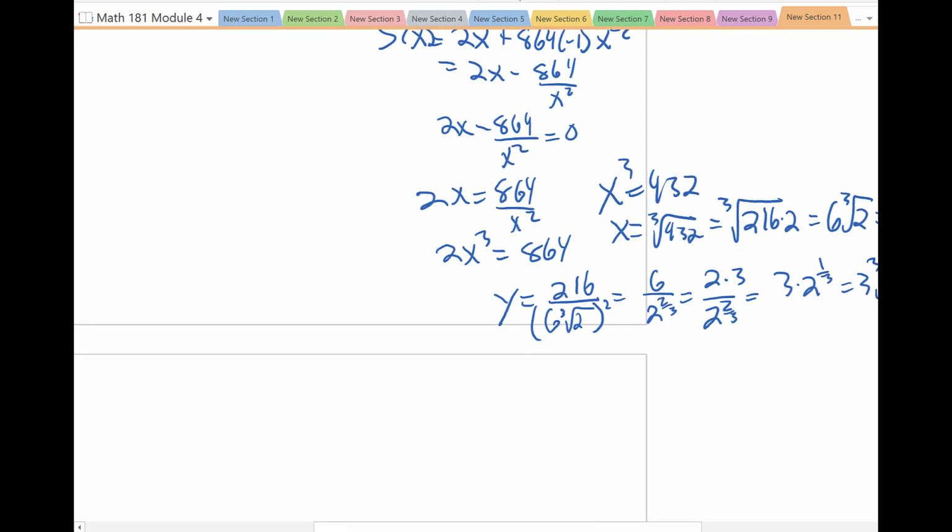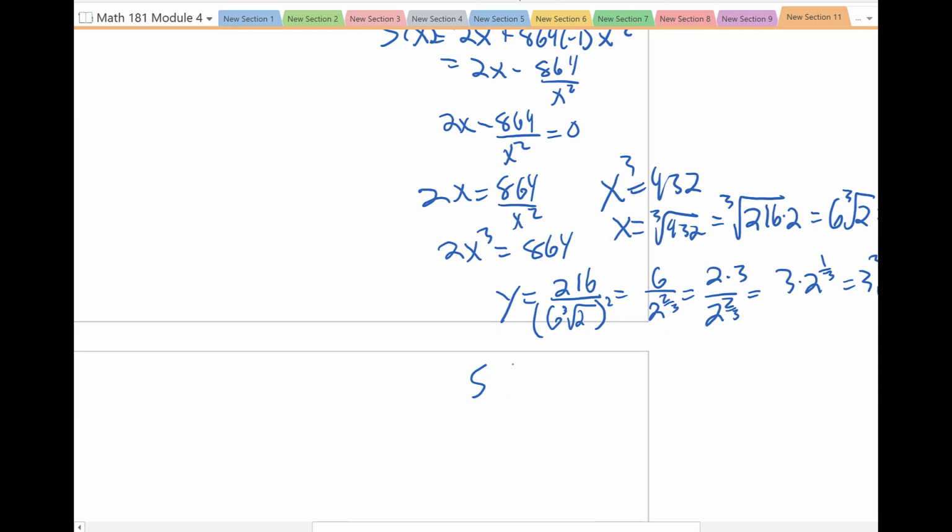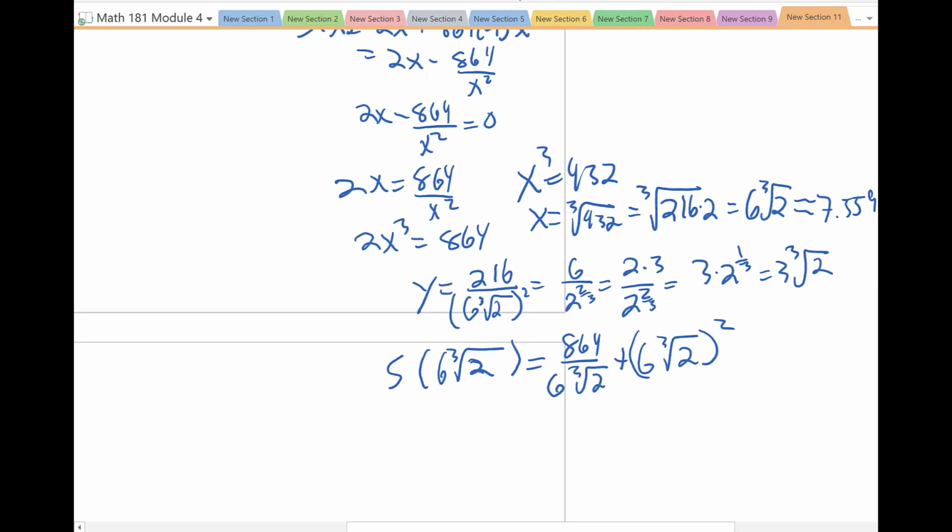So our surface area, so we have to solve for x, 6 times the cube root of 2, is going to be 864 over 6 times the cube root of 2 plus 6 times the cube root of 2 squared. And what do we have out of that? 108 times the cube root of 4 square inches.